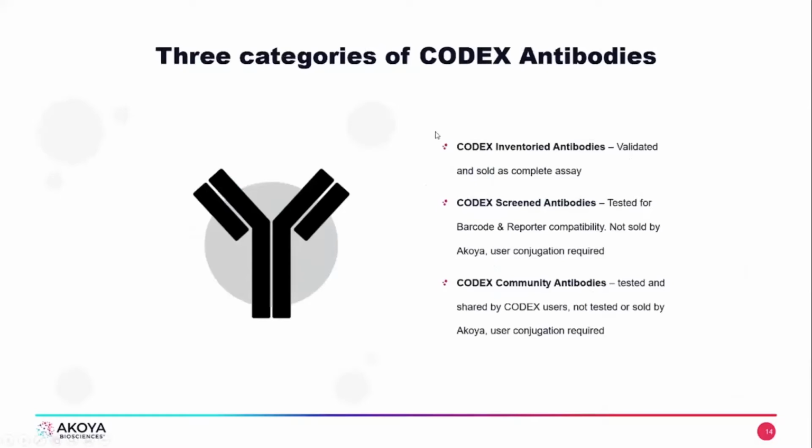So I mentioned that I would elaborate on the different types of Codecs antibodies that we have. The validated antibodies are sold as a complete assay. The Codecs screened antibodies are tested for barcode and reporter compatibility, but are not sold by Akoya, and user conjugation is required. And the Codecs community antibodies are tested and shared by Codecs users, but not tested or sold by Akoya, and user conjugation is required. So for inventoried antibodies, conjugation is already performed by Akoya, and for all other antibodies, the conjugation would need to be performed by the end user.